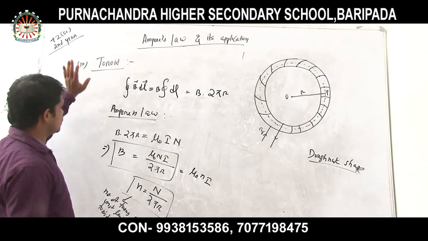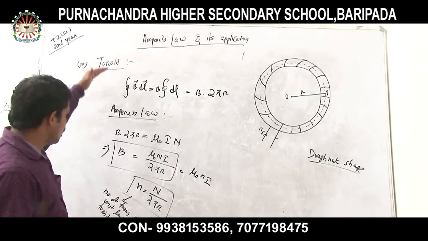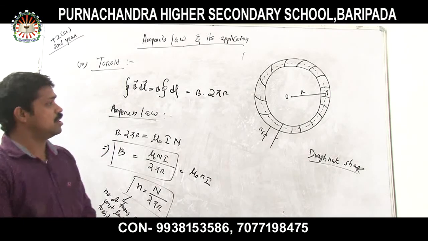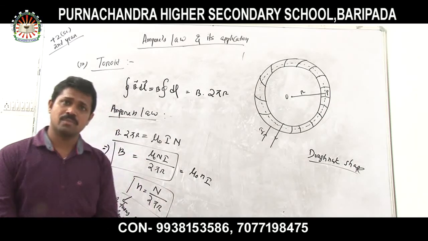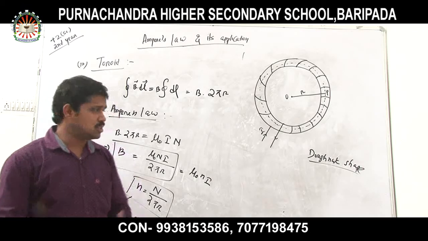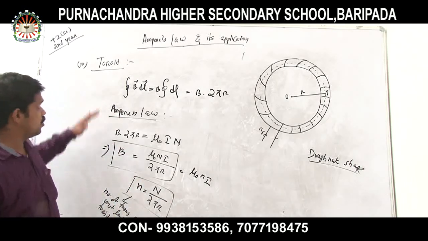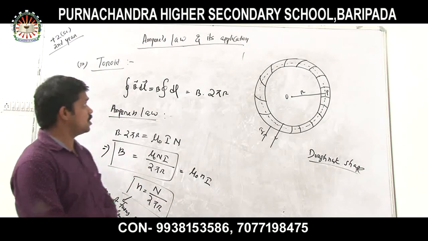Clear? So this is the third application. You have to find the magnetic field of a toroid in this way. Clear? Okay. So this is for this day. We have discussed all the three applications of your Ampere's law.